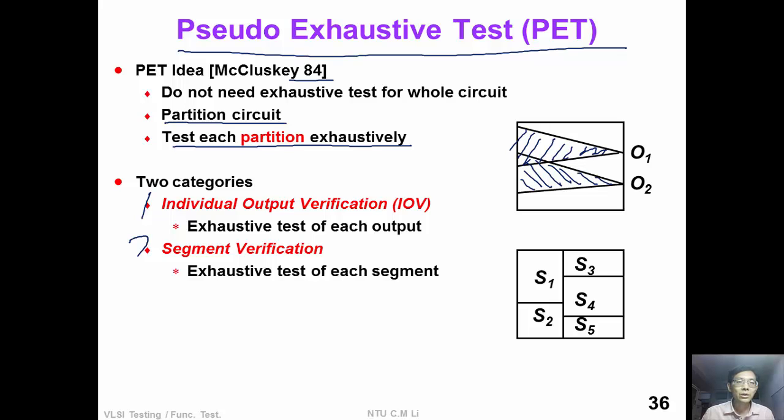The second category is segment verification. In segment verification, we partition the circuit into segments. If we can test each segment exhaustively, then we test the whole circuit exhaustively. So this is the idea of segment verification.